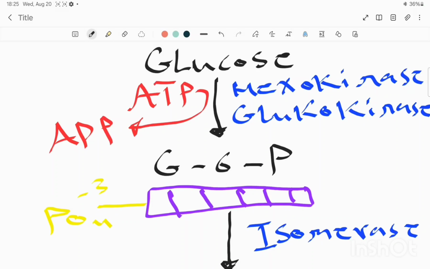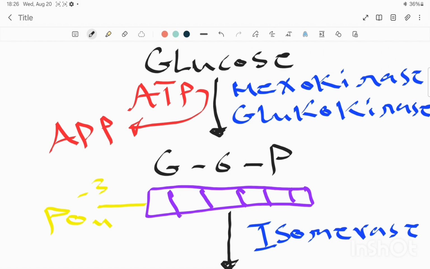Today we're going to talk about glycolysis step by step. Glycolysis is the process of breaking down one molecule of glucose into two molecules of pyruvate. This process takes place in the cytoplasm and is absolutely essential for every cell, especially red blood cells, which have no mitochondria.